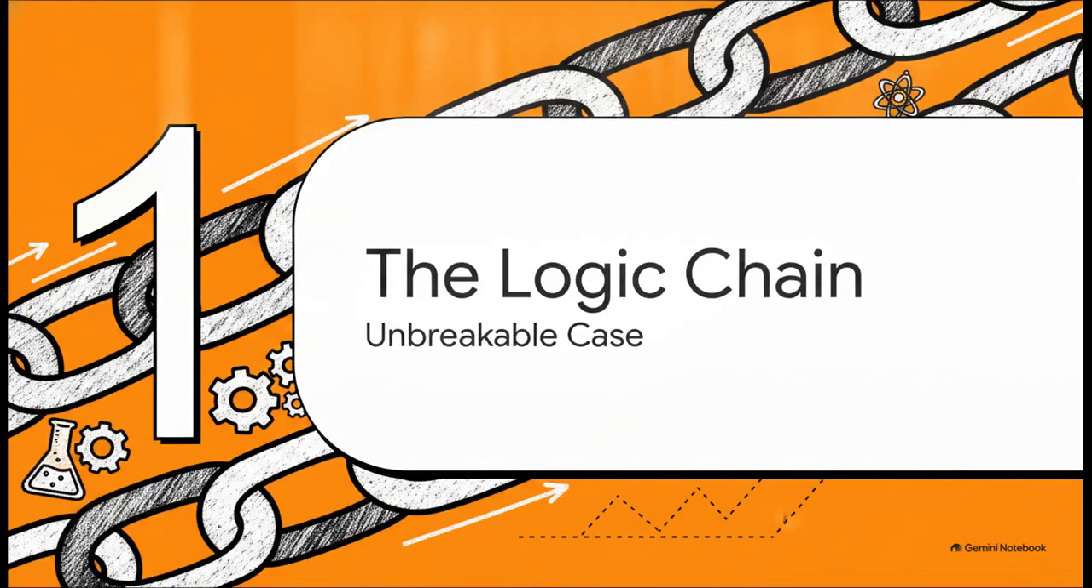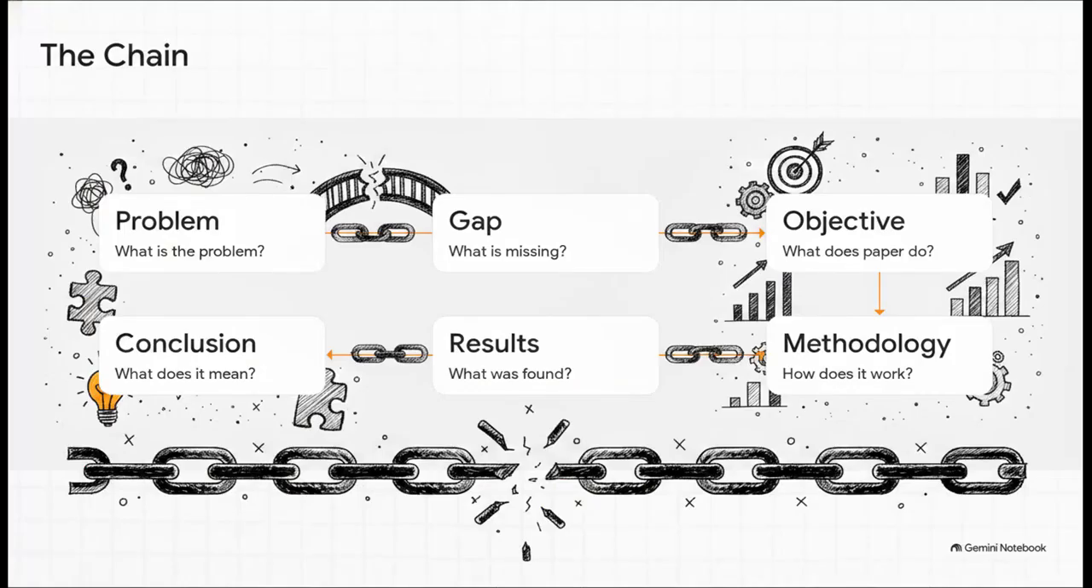The core logic chain, building the unbreakable case. The fundamental concept here is that a truly high-quality paper isn't just a bunch of isolated sections. It is a continuous, unyielding chain of logical connections. You start with a really clearly defined problem, which naturally highlights a specific gap. That gap then dictates your objective. Your objective shapes your method, which produces your results, and those results strictly govern your conclusion.